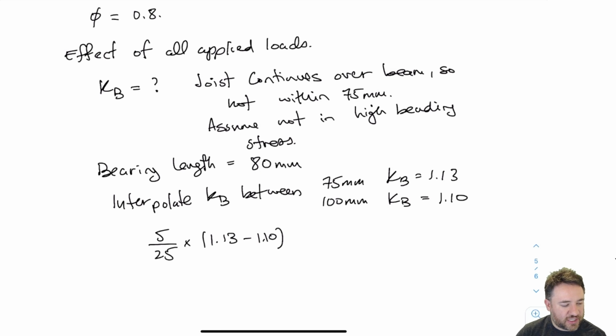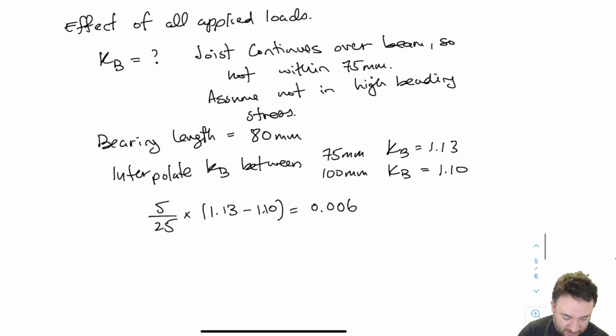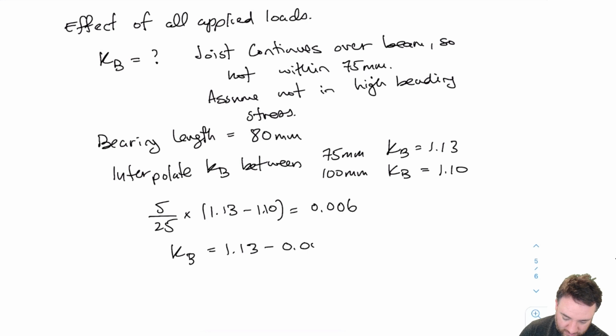So I need to find a number that's 1/5 the way between 1.13 and 1.10. So I find what the difference is between 1.13 and 1.10 and take 1/5 of that, which gives me 0.006, which is a very small number. And then I can move myself 0.006 away from 1.13, and I will find an appropriate KB value. I get about 1.124, right? So I'm going to round that to 1.12.